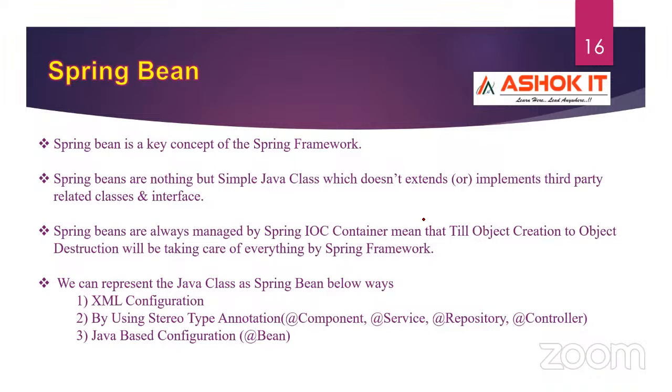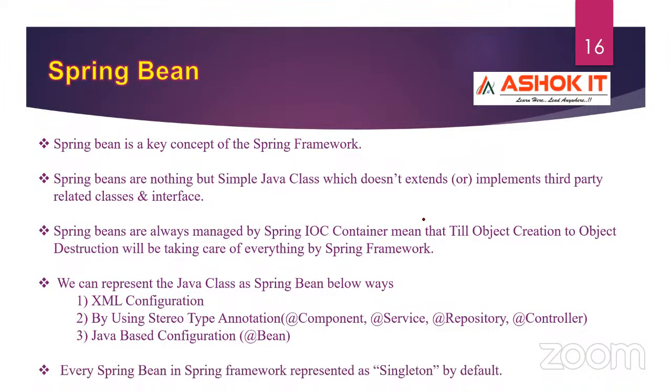Okay, fine, guys. So these are the three ways of representing a Java class as a Spring Bean. Configuring the required Java class as a Spring Bean definition in the Spring configuration file. Another one is marking the Java class with a stereotype annotation like @Controller, @Service, @Component or @Repository, so that those classes automatically become Spring Beans by default. And the next one is, whenever you implement Java based configuration in the Spring framework, you can mark a particular method as a Spring Bean definition. That is called @Bean. That's all.